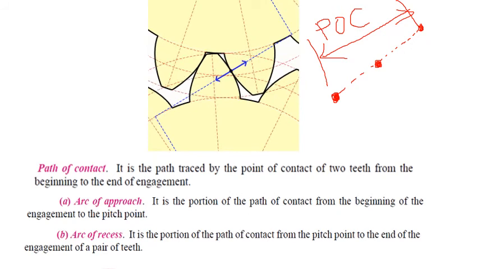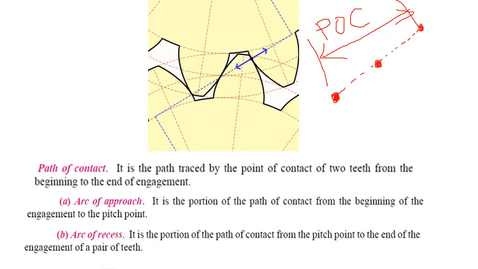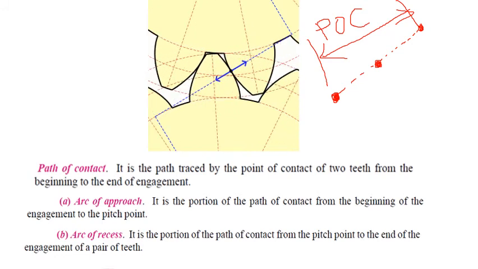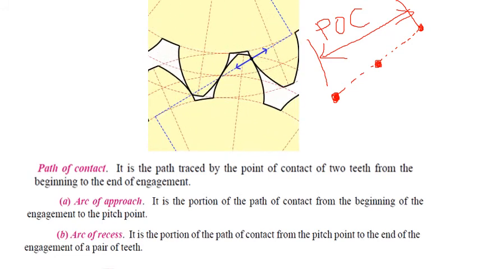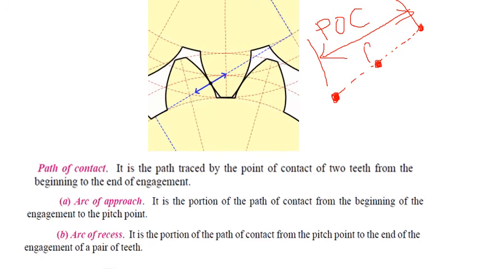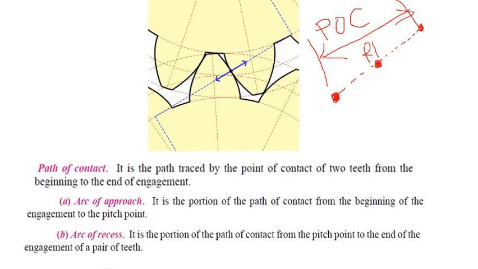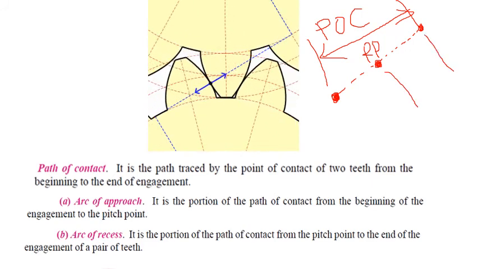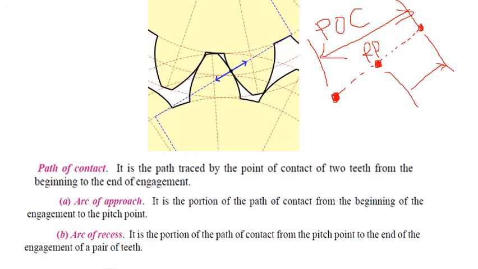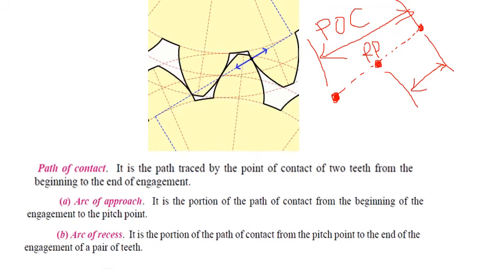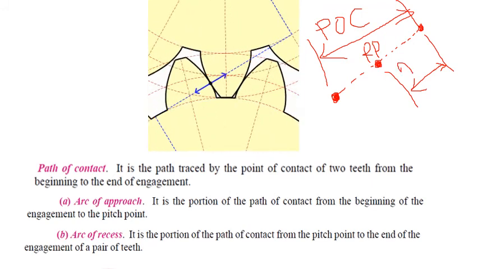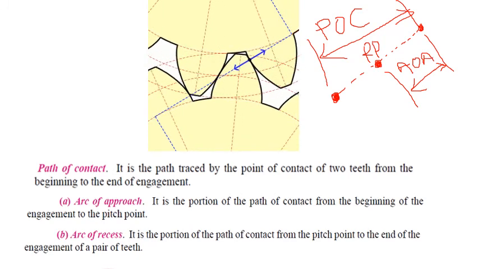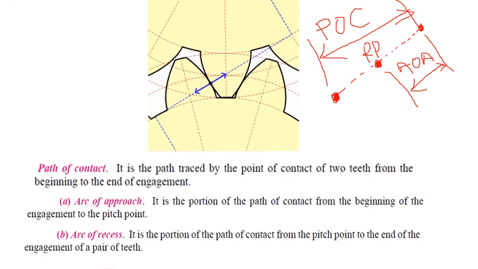One is arc of approach, or path of approach. That is the portion of the path of contact from the beginning of engagement to the pitch point. This is called the pitch point. I will call it PP, which represents the pitch point. So this distance is nothing but the arc of approach.